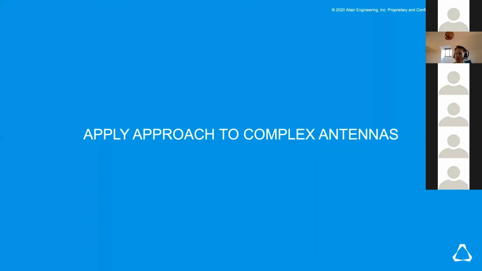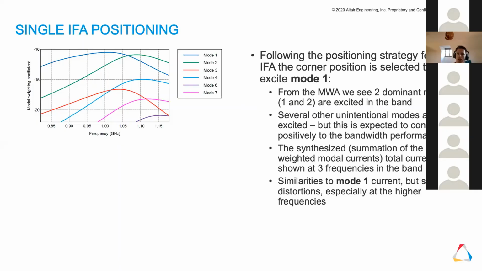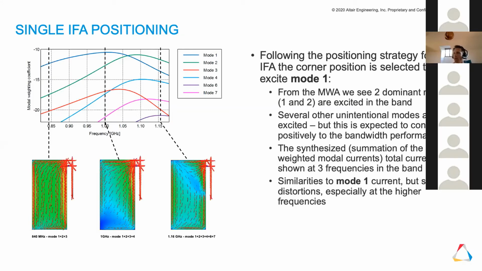So the next step then was to take this approach and apply this to 2 different examples. So the first example we looked at was again the PIFA antenna. So here now, obviously using a single antenna, we know the characteristics of the antenna and already that the best positioning for exciting mode 1 is on that corner position. So now we're going to follow that same strategy with a single antenna.